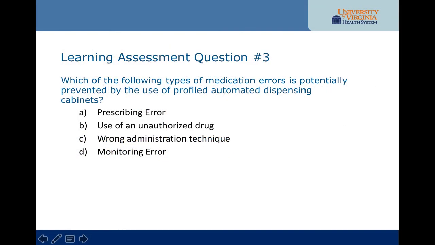So my final learning assessment question: which of the following types of medication errors are potentially prevented by the use of profiled automated dispensing cabinets? A, prescribing error. B, the use of an unauthorized drug. C, wrong administration technique. Or D, monitoring error.